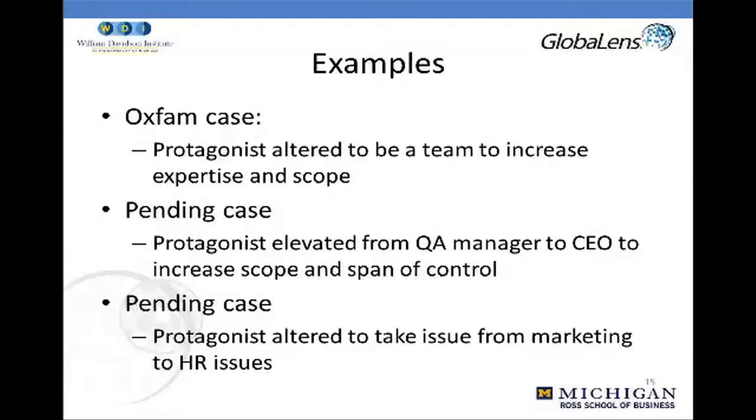A couple of other examples, these are cases that we have coming shortly. We ended up elevating a protagonist from a quality assurance manager level to the CEO's office, and it's not clear whether it will be the CEO or one of the other C-level executives in the company, because the scope and span of control that the instructor wanted the students to face was more appropriate to that level. So I can't give a lot of specifics about that particular case right now, but the problem was that there were some anomalies that the QA manager was being alerted to. She had to make a decision about what to do with them, which was a great story. It was appropriate to her level.